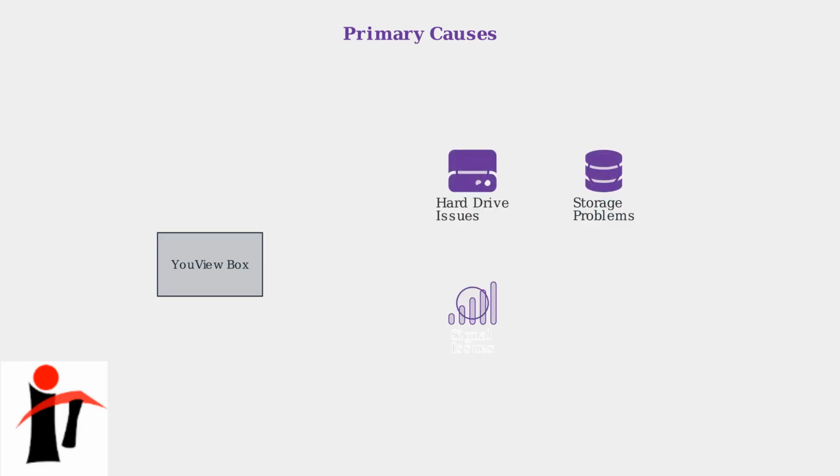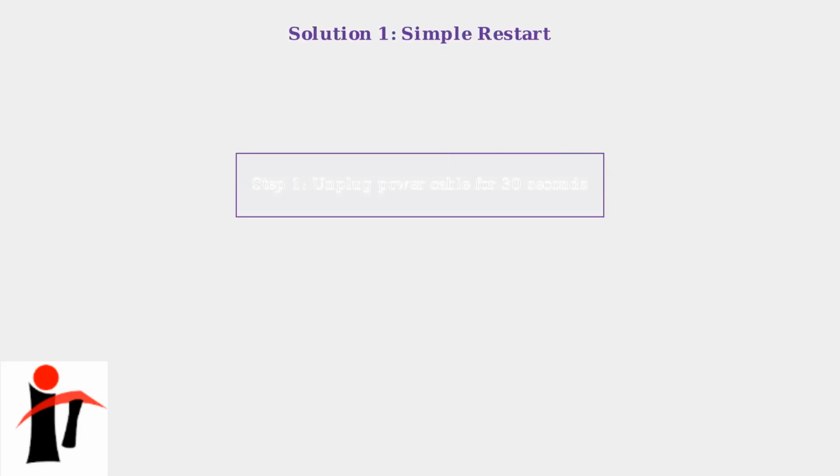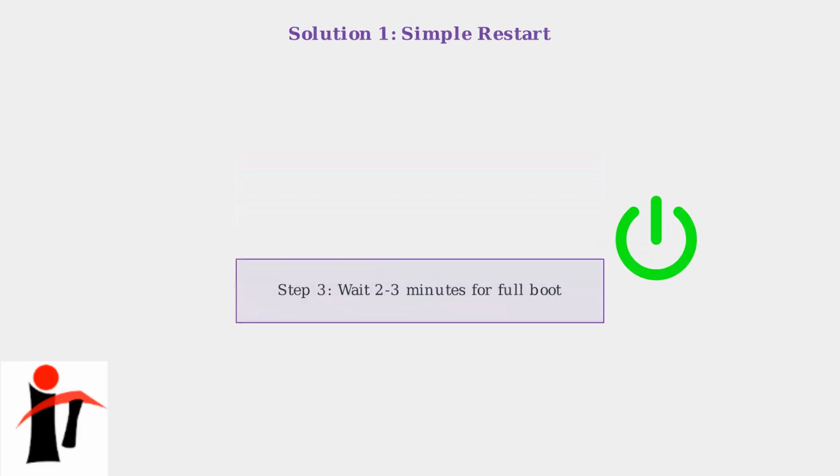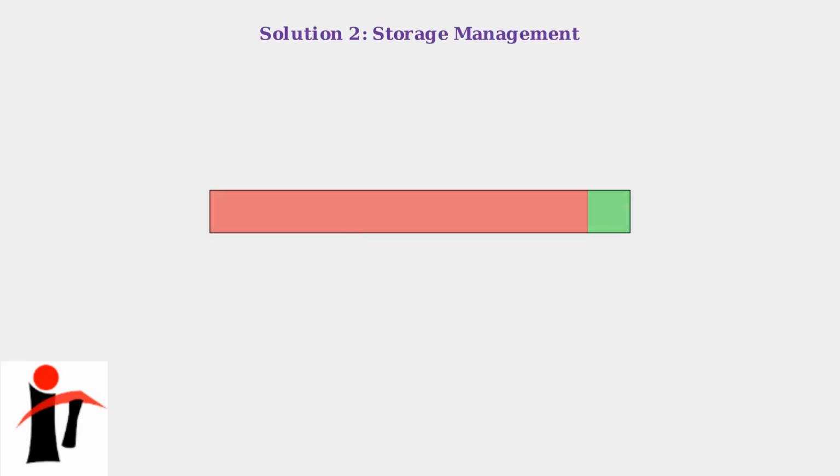These playback errors typically stem from three main causes: hard drive problems where recordings are stored, insufficient storage space, and poor signal quality from your aerial connection. The first and most effective solution is a simple restart. Unplug your YouView box from power for 30 seconds, then reconnect it and allow 2 to 3 minutes for a complete boot sequence.